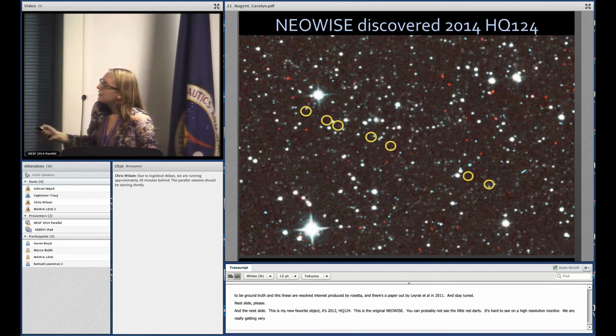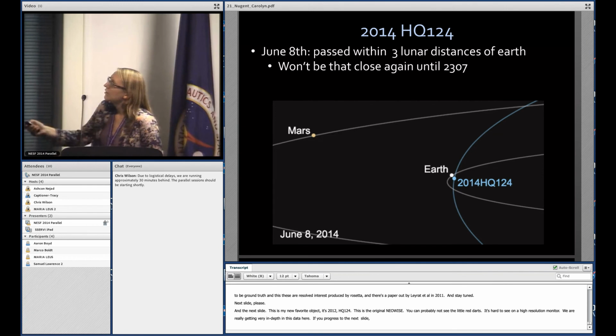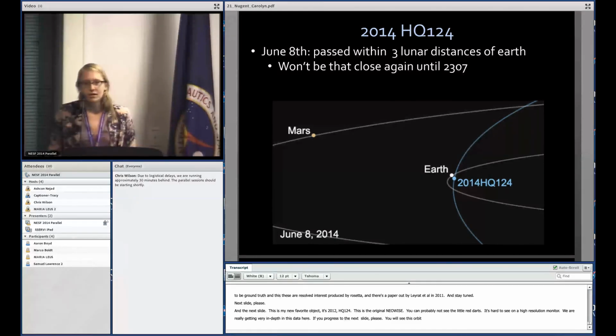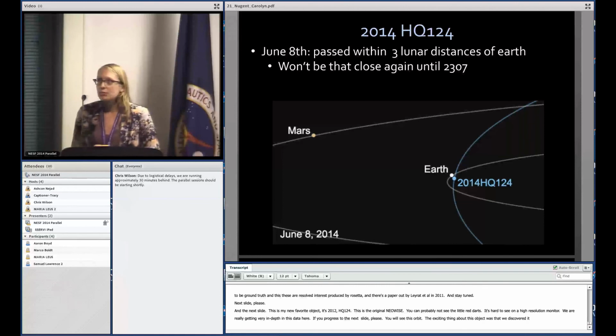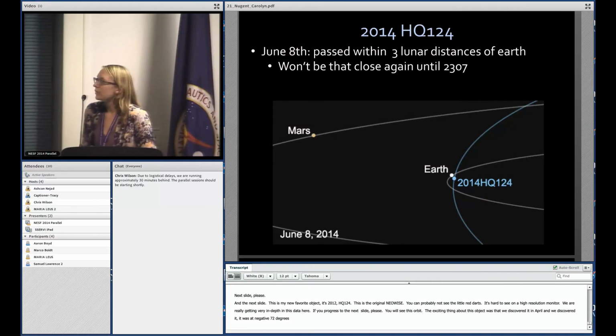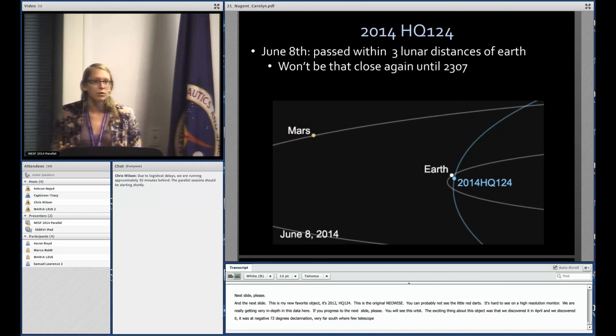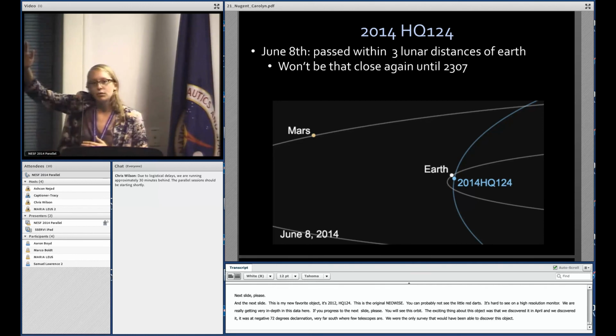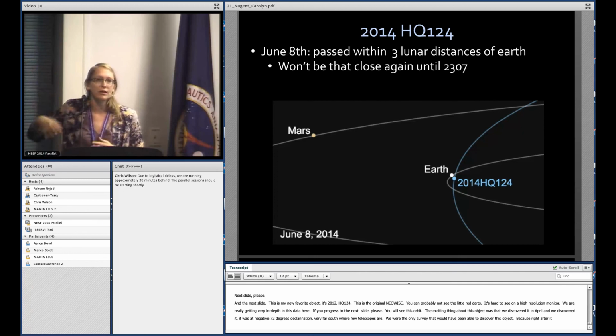If you progress to the next slide, please, you'll see this orbit. The exciting thing about this object was that we discovered it in April. And when we discovered it, it was at -72 degrees declination, so very far south, where very few telescopes are. And in fact, we were the only survey that would have been able to discover this object, because right after it flew up and passed into the northern hemisphere, it flew right into the sun. So it was really only observable in the south, and we were the only people looking there.